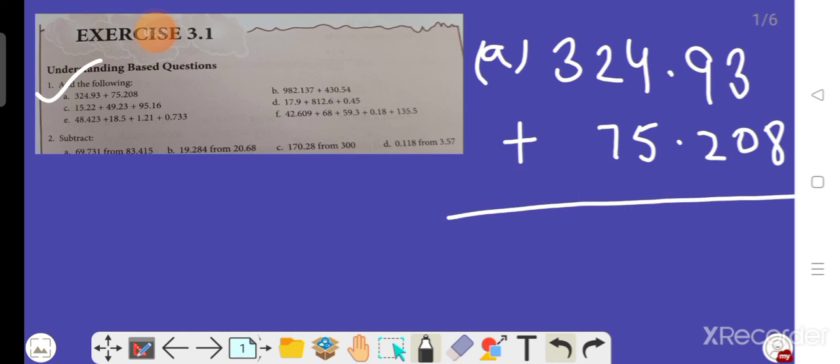Okay, look at here beta. In the first number we have only 2 digits after the decimal, and in the second number we have 3 digits after the decimal. To fill this third place we have to write 0 beta. In the same manner here we have to place 0. Okay, now we will add them.